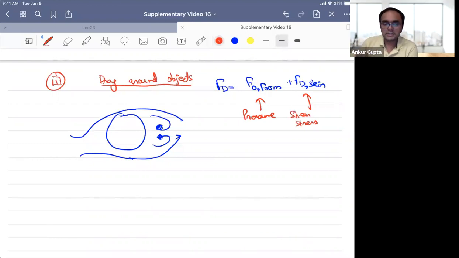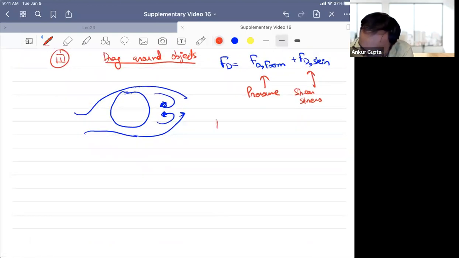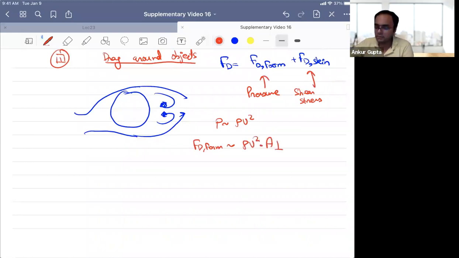The important thing to understand is that this form drag, or the pressure drag, happens when you have separation. It becomes more and more dominating when there is separation, because pressure scales as the inertia, rho u squared, something you can remember from your calculations for potential flow. So the pressure drag, F_D form, will scale as rho u squared, but will also need this factor of A perpendicular, the perpendicular area. The idea is that the larger the projection area, the larger the pressure drag, because pressure can only act in the perpendicular direction.